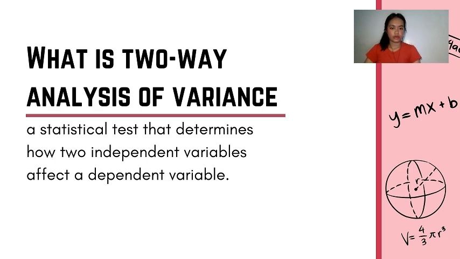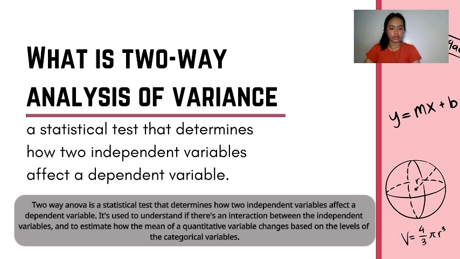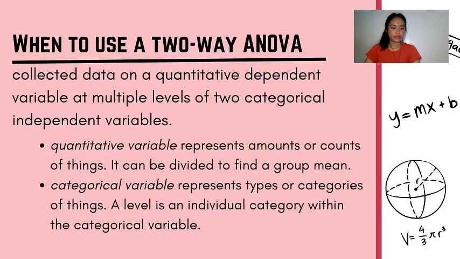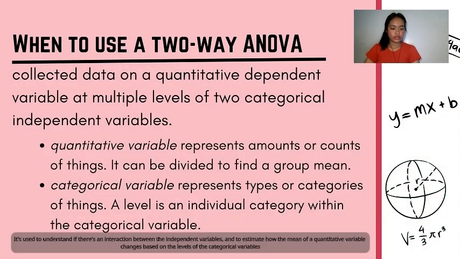What is two-way ANOVA? Two-way ANOVA is a statistical test that determines how two independent variables affect a dependent variable. It is used to understand if there's an interaction between the independent variables and to estimate how the mean of the quantitative variable changes based on the levels of the categorical variable. It is also used to estimate how the mean of a quantitative variable changes according to the levels of two categorical variables. Use two-way ANOVA when you want to know how two independent variables in combination affect a dependent variable.